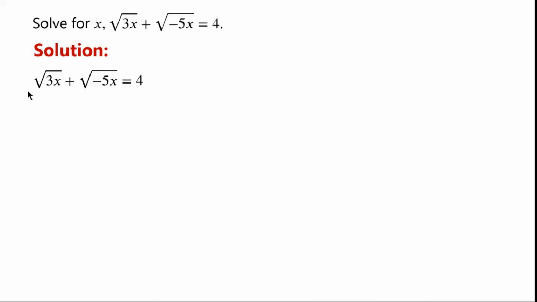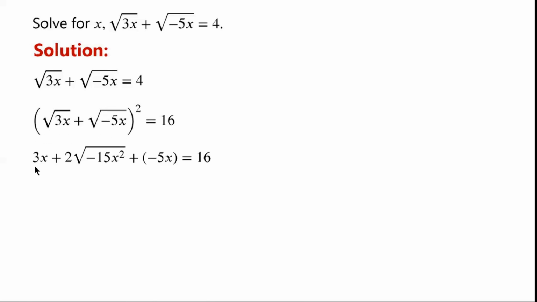To solve this equation, we need to remove the radicals. So we square both sides of the equation. By expanding the left-hand side of the equation, we can now write 3x + 2 times √(-15x²) + (-5x).